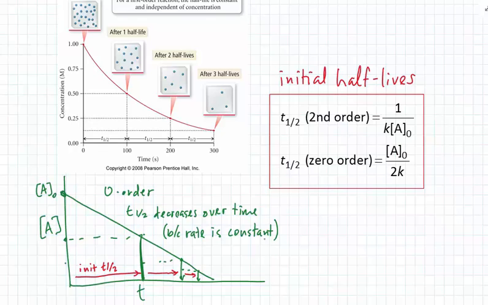So zero order half-lives decrease. First order half-lives are constant. So second order, would the half-life increase? Absolutely. For second order, the half-lives would increase. T1/2.